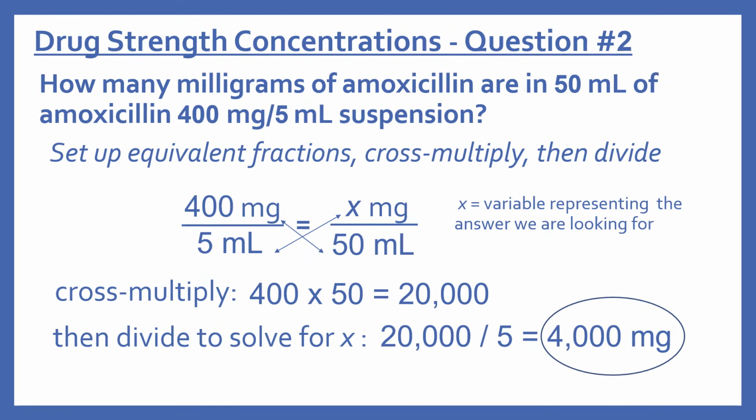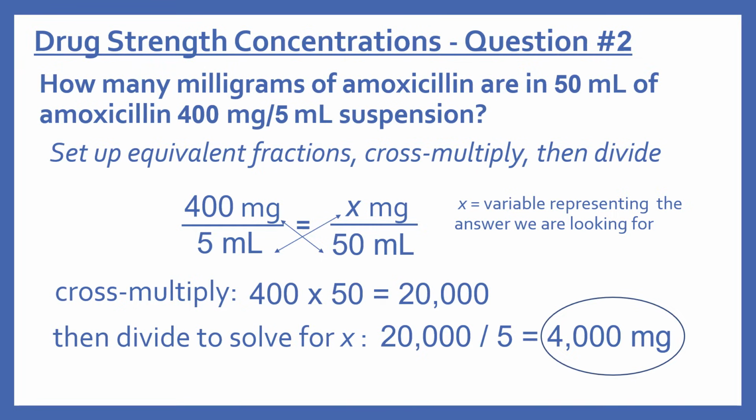Okay, drug strength concentrations question number 2. How many milligrams of amoxicillin are in 50 milliliters of amoxicillin 400 milligram per 5 ml suspension? We're going to solve this one the same way. We're going to set up equivalent fractions, cross multiply, and then divide.